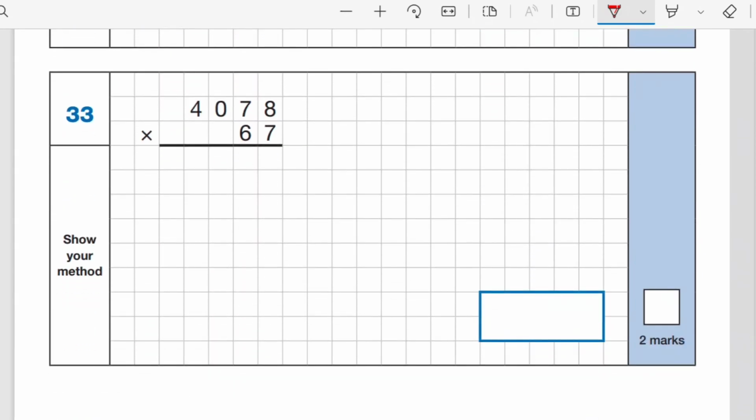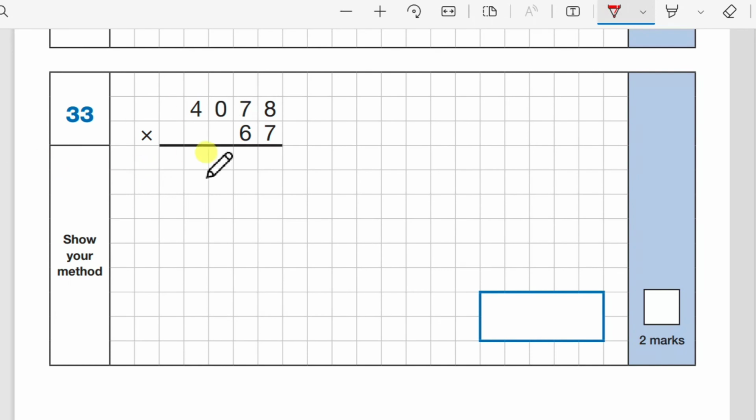Alright, 33. So another long multiplication question. So what do we have? We've got 4,078 times 67. So first trick is always multiply everything by 7 first. Get your answers. And then we're going to times everything by the 60 part, which is the 6. So let's do that first.